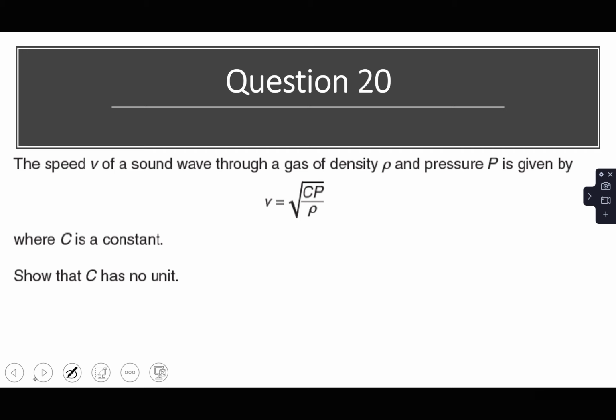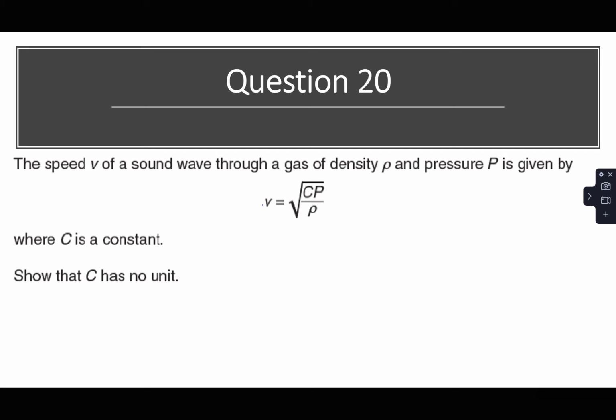Question 20. The speed v of a sound wave through a gas of density ρ and pressure P is given by that expression, where C is a constant, and show that C has no units.